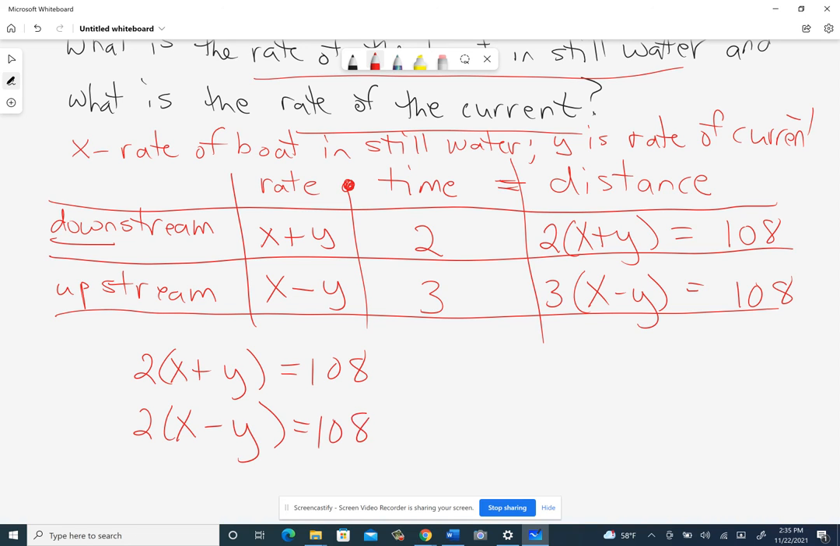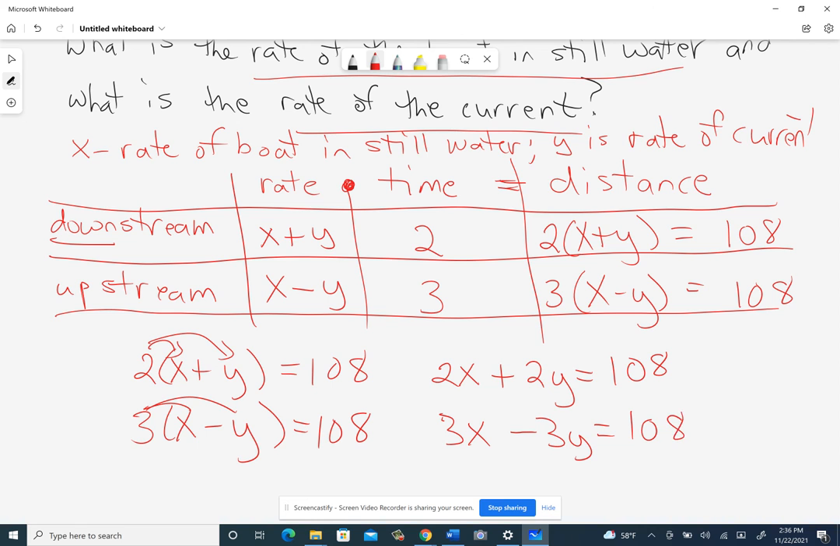Now, usually when we have parentheses, we're used to just distributing. I'm not multiplying the 108 by 2, though. You see, the equation just has me with parentheses there. So I'm not doing any of that, like trying to tweak the equations yet. I'm just distributing the 2. Oh, that should have been a 3. The second equation should have been 3 times X minus Y. Okay, now I'm going to distribute the 3, get 3X minus 3Y equals 108. And we've got everything set up, ready to go.